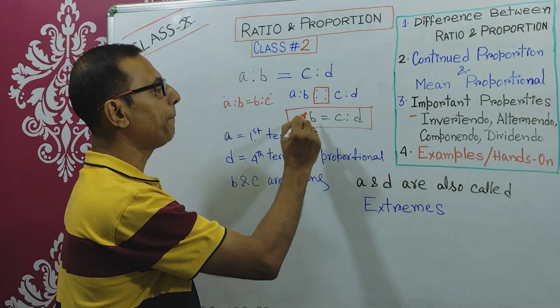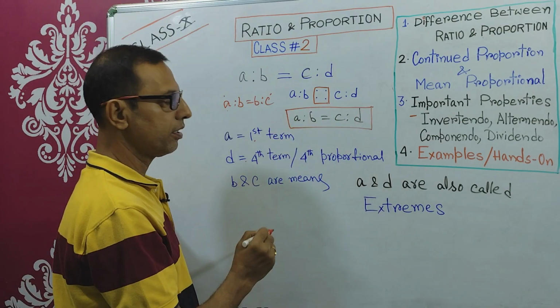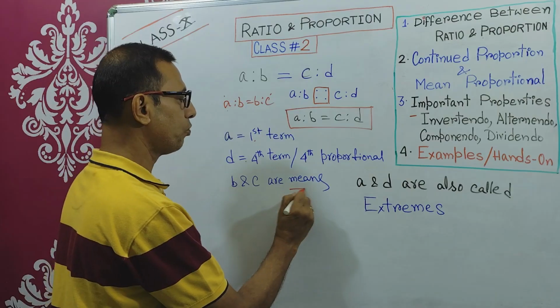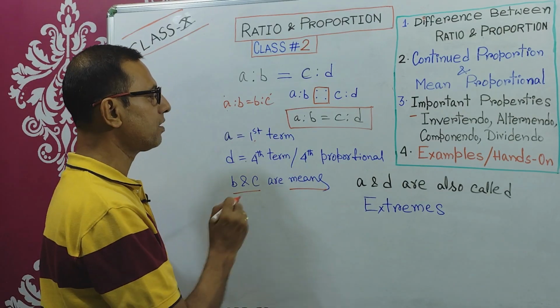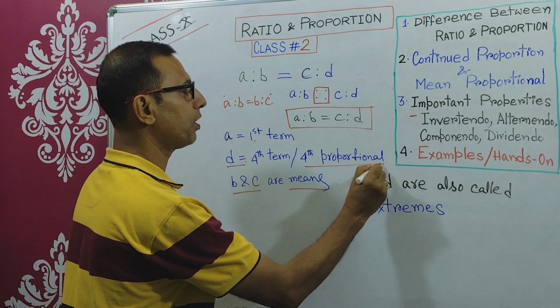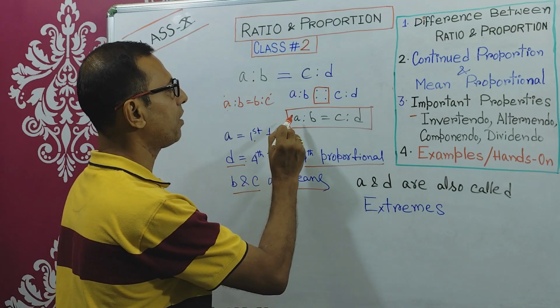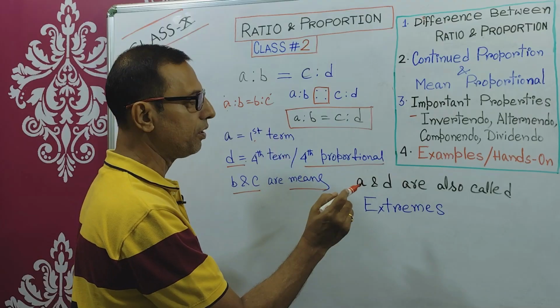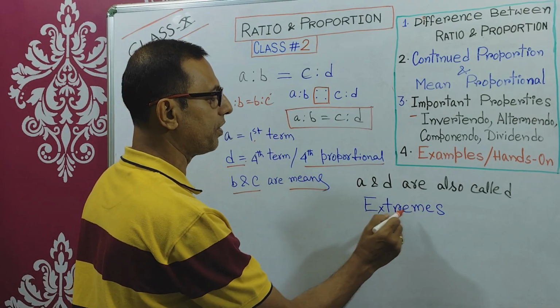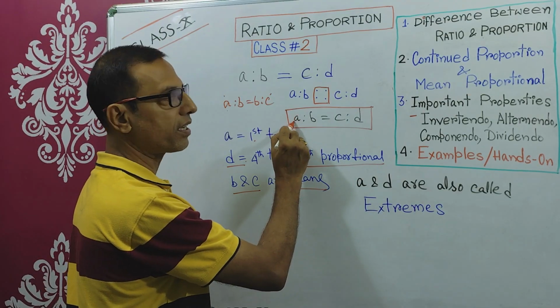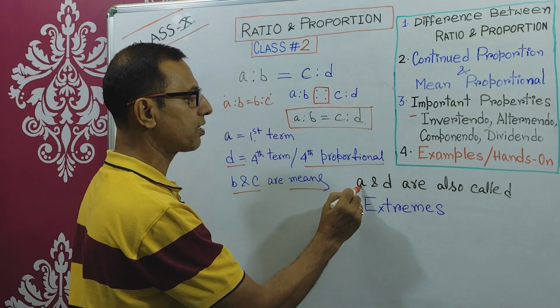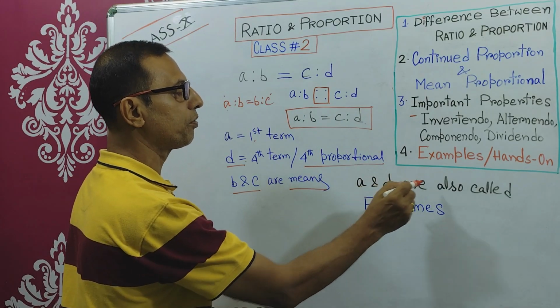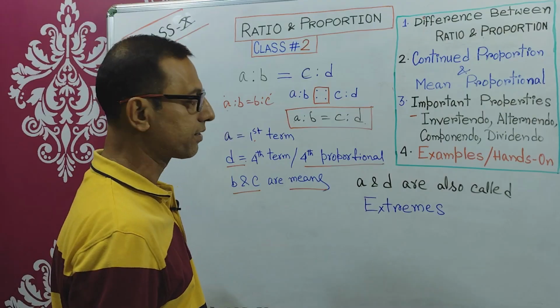B and C, these two are called means. D is the fourth proportional, or you can say the first element and last element, both of them are called extremes, because this is the first extreme and this is the last extreme. A is the first extreme, D is the last extreme. So A and D are also called extremes.